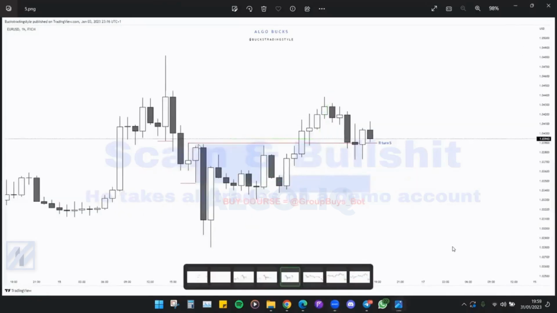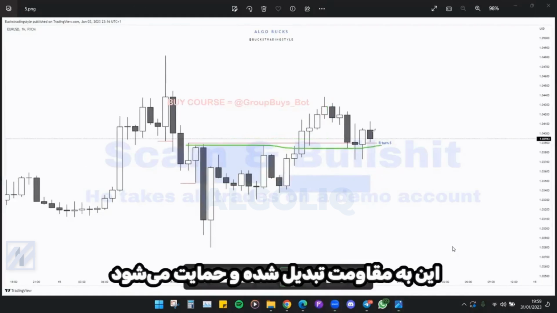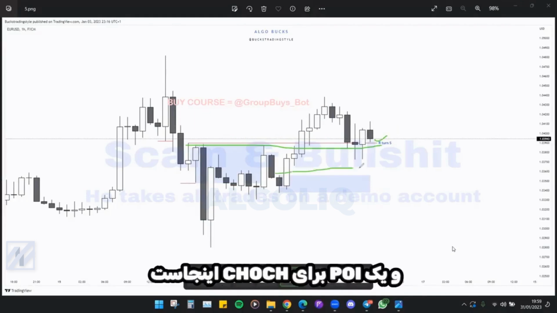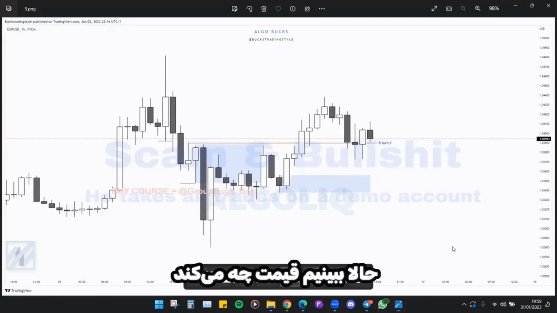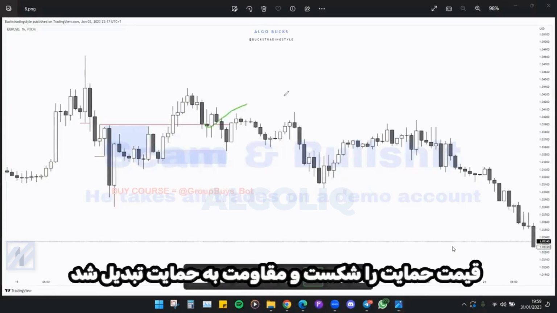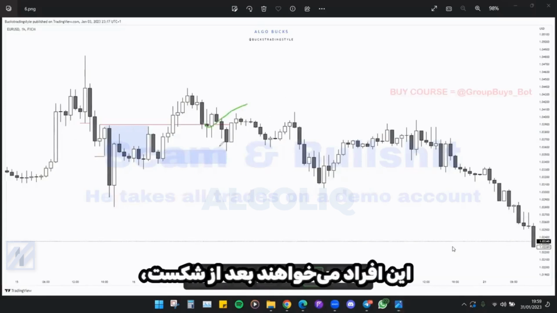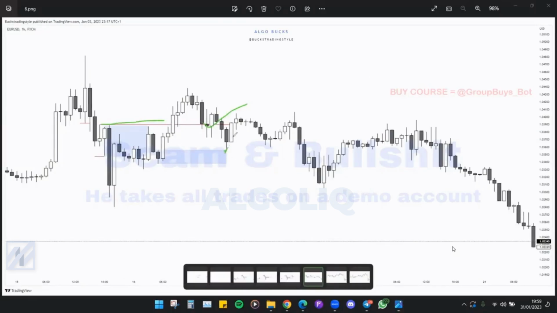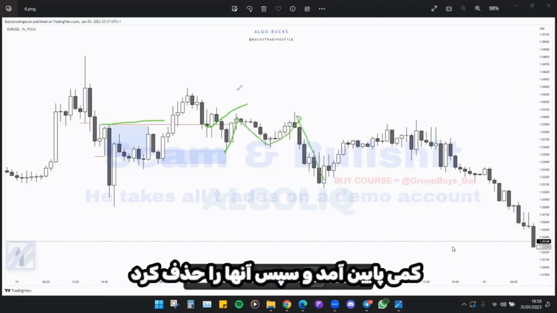We have this right here. So we have this. Okay. This becomes resistance turned support. So these guys they want to buy from here. They might have taken their trade from here. And then there's also a POI right here for the change of character trader. Now let's see what the price do. Now you see what price did. Price took out the support, the resistance turned support trader. For these guys right here that want to trade the return to order block after the break, price tags them in, gives them a little hope right here, came down and then takes them out.